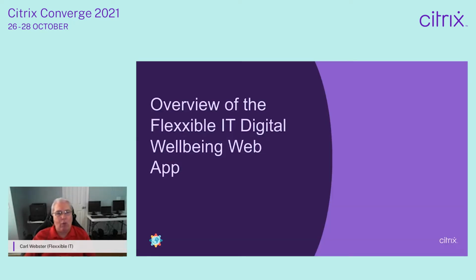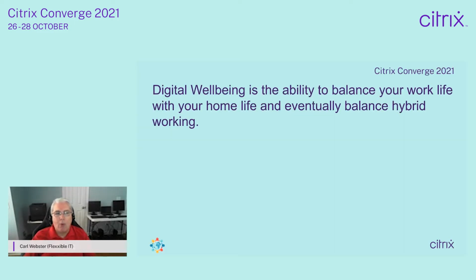So let's take an overview of the Flexxible IT digital well-being web app. Well, first, let's define digital well-being. I like the definition that our new CMO, Pete Downing, came up with, where digital well-being is the ability to balance your work life with your home life and eventually balance hybrid working. Because right now, there's a lot of work from home because of COVID, or that's just the way you are.